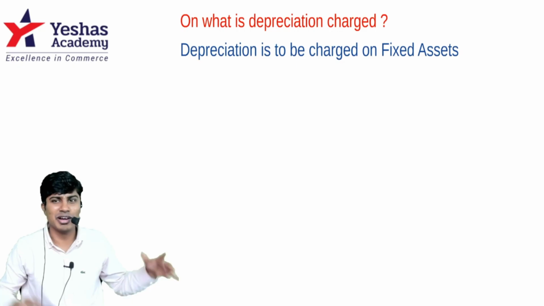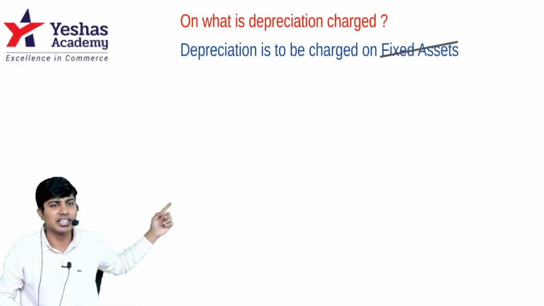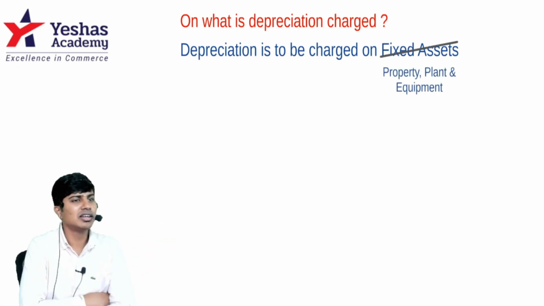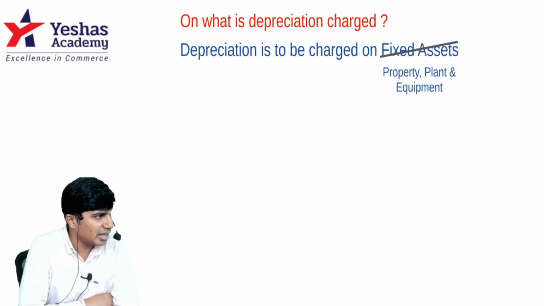Fixed assets is an old word. 90s, millennials. Come on, Gen Z. What should you say? It's not fixed assets. It is called PPE. It's called property, plant and equipment.